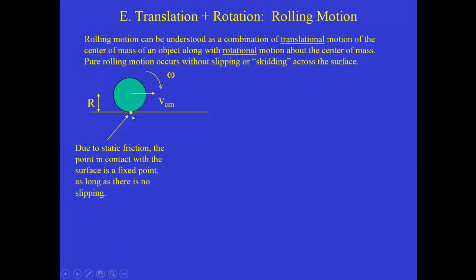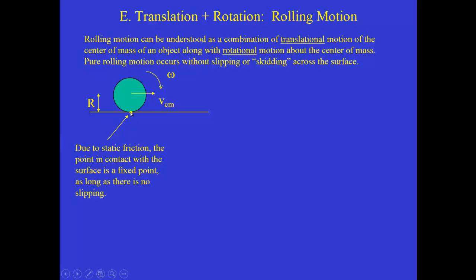Due to static friction, when we have pure rolling motion and there's no slipping, then that point of contact with the surface is a fixed point. The point on the rim is moving through space as the object rotates, but when it reaches the point of contact, instantaneously, for just a second, it stops before continuing to move again.